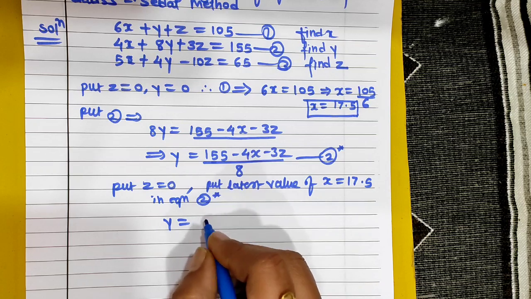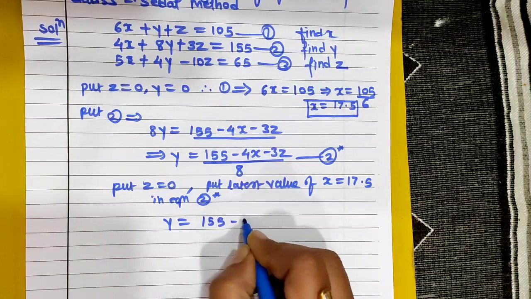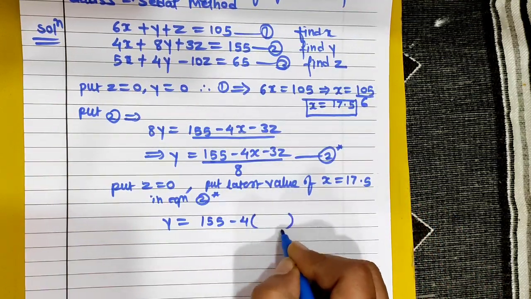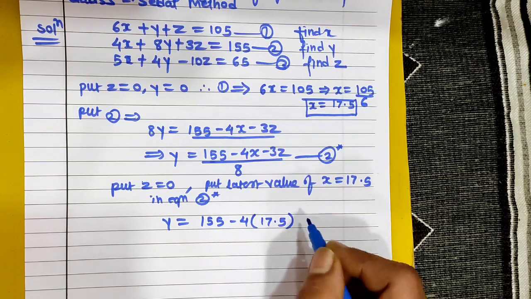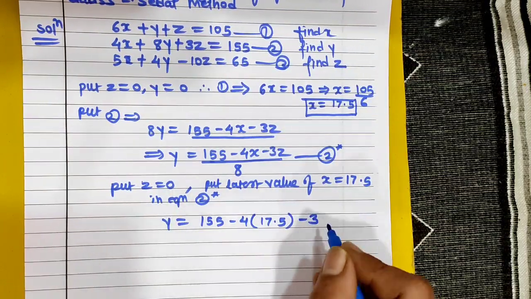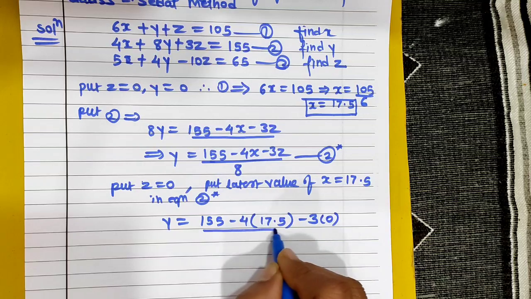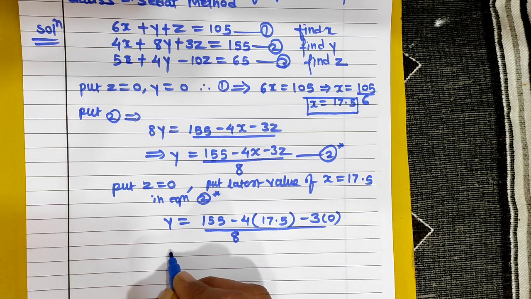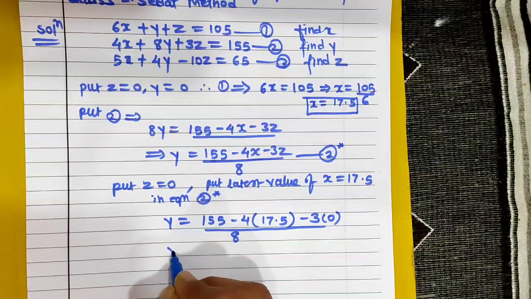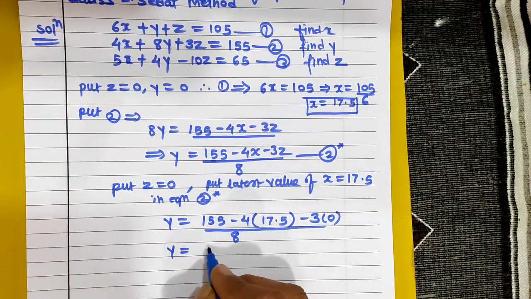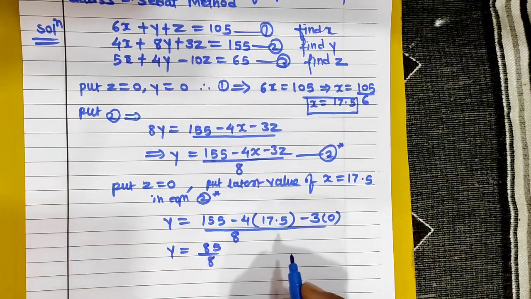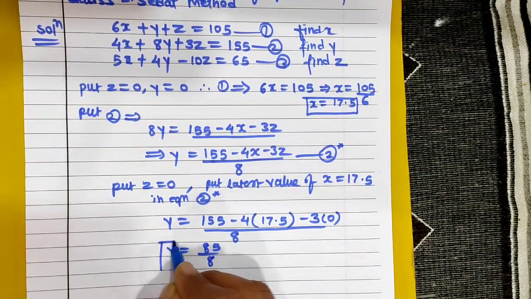So y equal to 155 minus 4 into the latest value of x that we just calculated, 17.5, minus 3 into z equal to 0, divided by 8. So if you use the calculator and do the calculation, it becomes 85 by 8. Okay, this is our latest value of y.